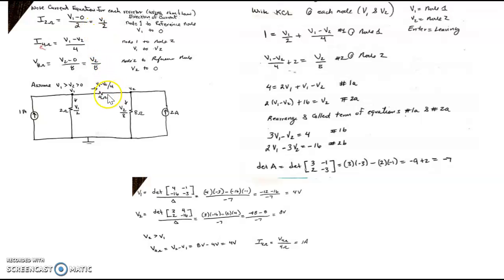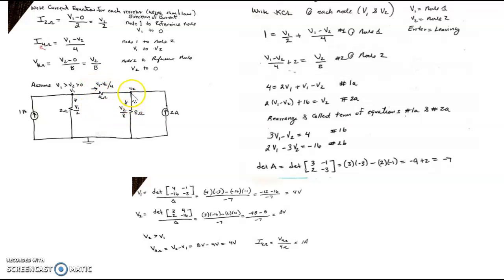Then I'm going to find the current going across this 4 ohm resistor. We always assume the current goes from higher to lower. So we assume that V1 is higher than V2, so current is going to be traveling from left to right. So it's going to be V1 minus V2, because it's a voltage difference, over 4. So V1 minus V2 over 4 is the current going across this resistor.